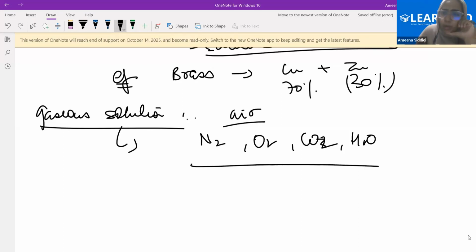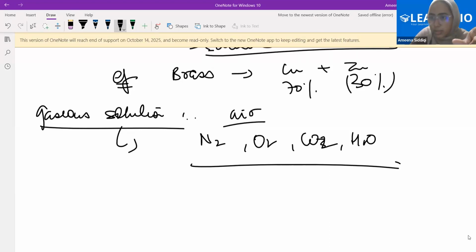Fine. Why is it fixed then? We have always learned that nitrogen is 78%, oxygen is 21%, carbon dioxide is 0.03%, and H2O is a very small amount. But why is it fixed then? If it is fixed, this is the main property of compounds. In case of alloys, there was variable composition. That is why we did not call them compounds.